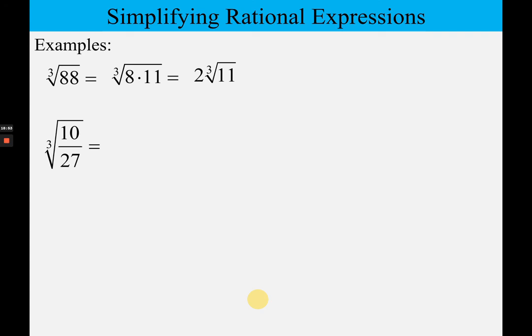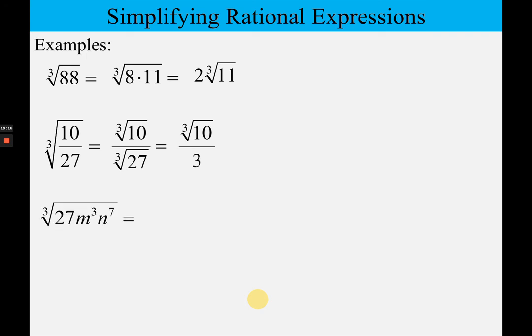Here you just split. See how it goes. Cube root of 10 over cube root of 27. We can actually factor 10 into 2 and 5. It will make sense. No, it did not. So you have only the cube root of 27 simplifying, and that's it. Since cube root of 10 does not simplify, it's left unchanged.